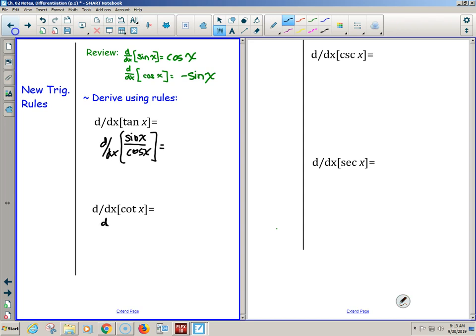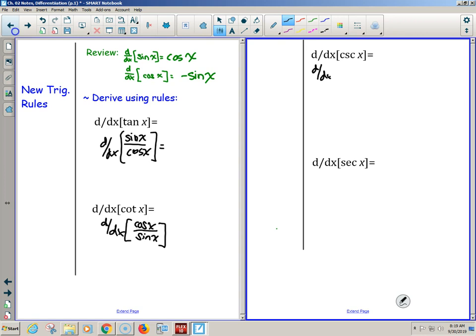How can I rewrite cotangent? Cosine over sine. We could do 1 over tangent, but with tangent it's kind of tricky. I'm not sure where we're going to want to do that. How about cosecant? 1 over sine. And how about secant? 1 over cosine.